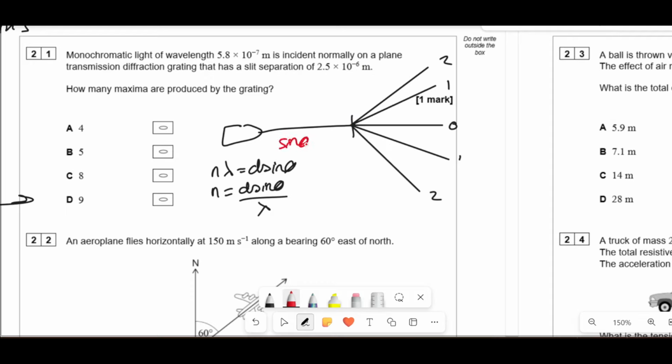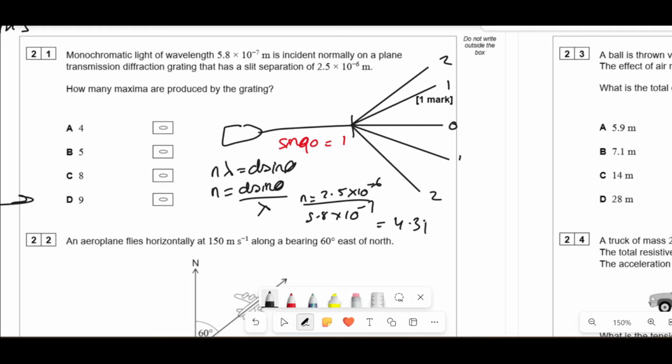Now sine theta, or sine 90 really, is 1. So at your absolute maximum possible order, sine theta equals 1, because that's the maximum possible we can get. That also just makes sense mathematically. So we get n equals d sine theta over lambda. Now that we know sine theta is 1, it's d, which is 2.5 times 10 to the minus 6, all over the lambda, which is 5.8 times 10 to the minus 7. That says the highest order we're going to get is 4.31.